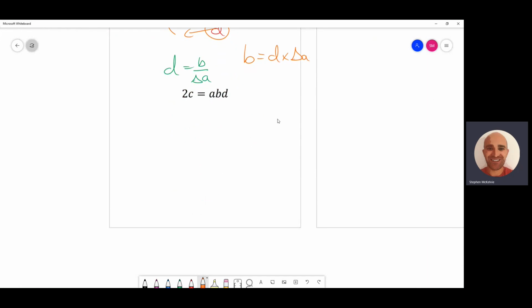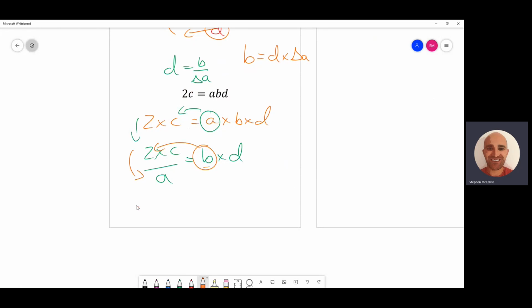And remember that it doesn't matter if you've got letters written like this. That's 2 times C is equal to A times B times D. So if I want to find what D is equal to, I'm going to move A to the other side of the equals to, and then to the other side of the line. 2 times C over A is equal to B times D. I still need to move this B, so I move B from this side of the equals to that side of the equals to, and then to the other side of the line. 2 times C over A times B is equal to D.